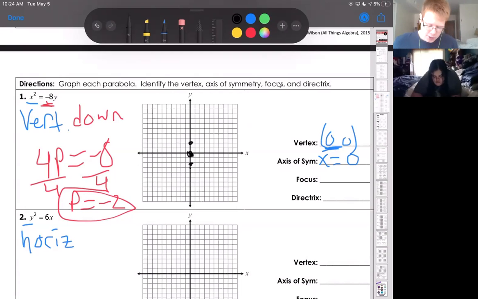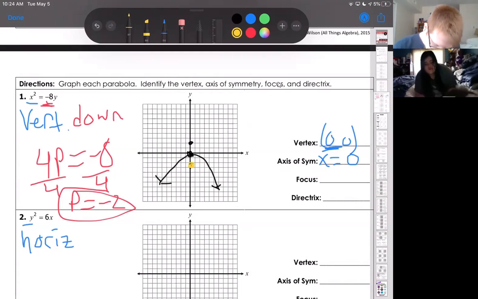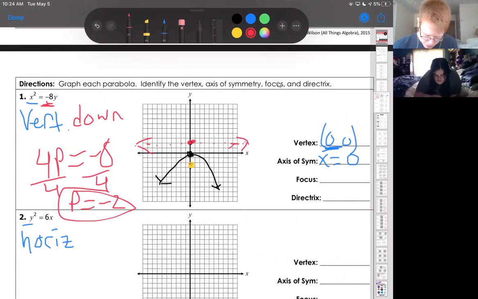You put those dots. So which one's your focus, and which one's your directrix? Really just think about whether your graph is opening up or down. Since we said it's opening down, our parabola is going to look something like this. So this point, I'll do it in yellow, is your focus point. And I'll do this point in red; this is your directrix point. Your directrix would be a horizontal line that looks like this, and your focus point is that yellow point.